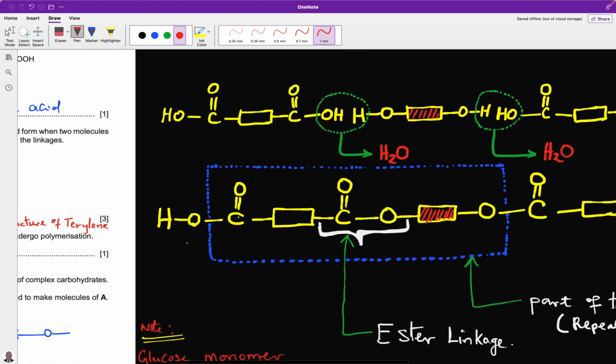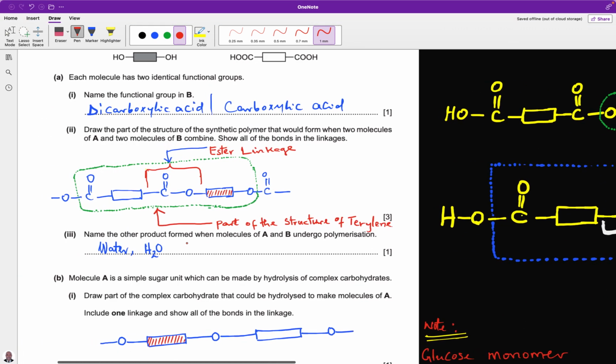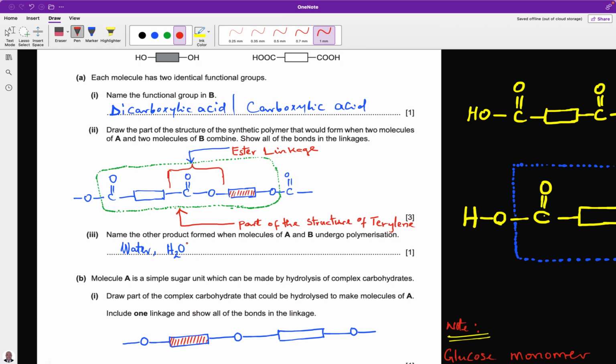This is what you are supposed to write. Let's go back to our question paper. This is what you are supposed to extract there and write. This will be, as I told you, from the carboxylic acid and this is from the diol. So from here, a molecule of water was being released. And this is where an ester linkage bond is being formed.